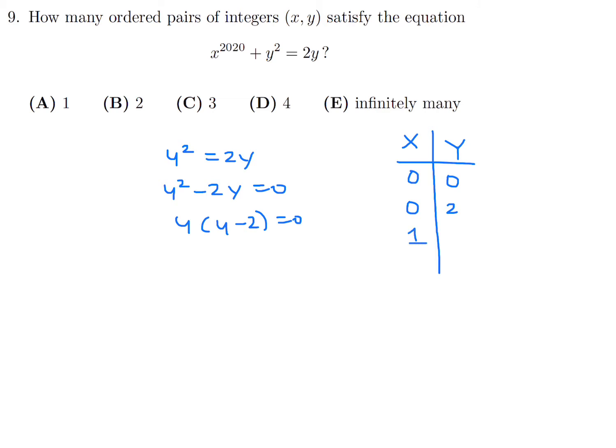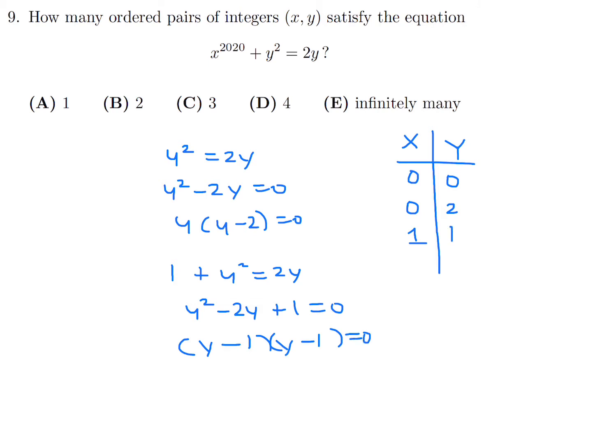Let's see what happens. That's going to give me 1 plus y squared is equal to 2y. This is going to be a quadratic, and let's see if this factors here. 1, 1, y, negative, negative. So y is obviously 1. How about when x is negative 1? Let's see what we get. That's going to be 1 again, I believe.